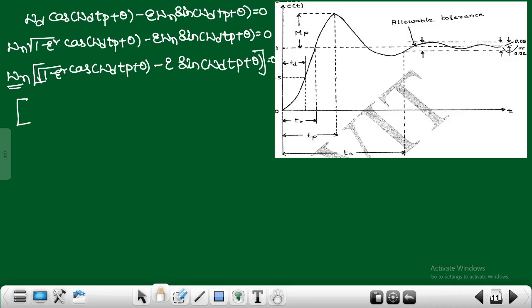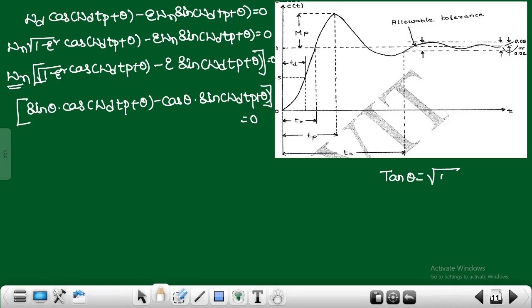You can replace this under root of 1 minus zeta square with sin theta, so sin theta times cos of (omega d Tp plus theta), minus zeta, which can be written as cos theta, times sin of (omega d Tp plus theta). How you are getting this, we have already given in the previous videos; once you visit the previous videos, you will see how you got this. Tan theta we have written as under root of 1 minus zeta square divided by zeta. Sin theta we have written as under root of 1 minus zeta square. Cos theta we have written as zeta only. So, that is what we have substituted here.